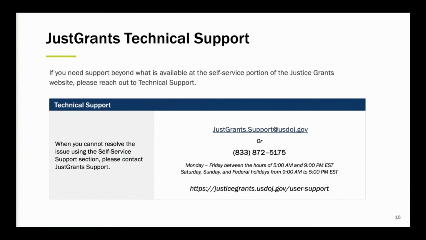Now, if you do need to contact our technical support desk, you can do this by sending an email to justgrants.support@usdoj.gov. And this will automatically open a support ticket for you, and one of our staff will contact you to follow up. You can also call 833-872-5175 Monday through Friday between 5 a.m. and 9 p.m. Eastern Time, or between 9 a.m. and 5 p.m. Eastern Time on weekends or holidays. So please do contact that support email or phone number if you have any issues with JustGrants.